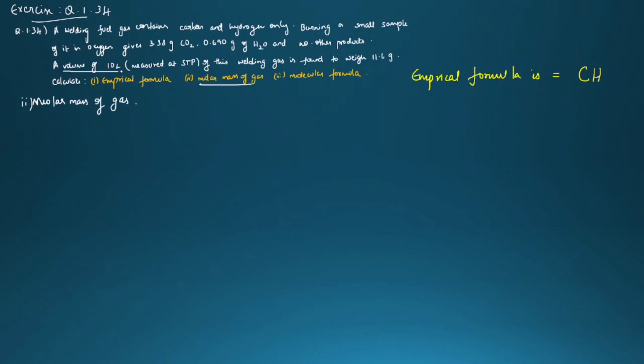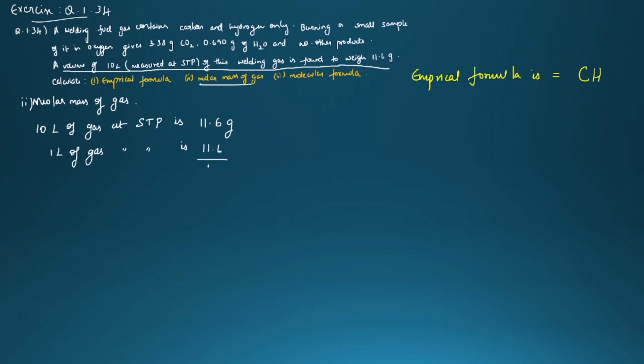To calculate the molar mass of the gas, in the question there is a hint given, which is a volume of 10 liters measured at STP of the welding gas is found to be weighing 11.6 grams. So 10 liters of gas at STP is given as 11.6 grams. Then 1 liter of gas at STP will be 11.6 by 10, because we are taking the 10 to the right hand side, so we will take it in the denominator.